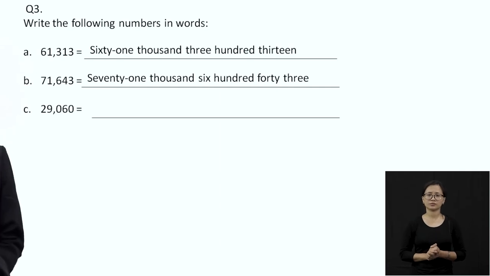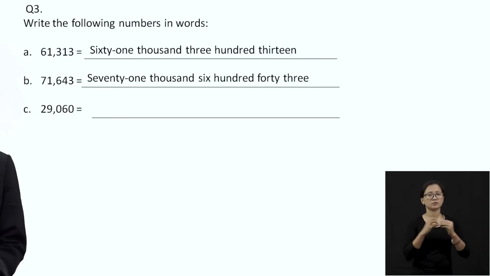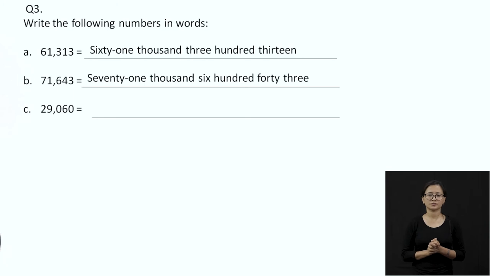Okay, now you have 29,060. How do you write it? You first write 29, and you don't need to mention the hundreds here since it is zero. You just write 29,060.